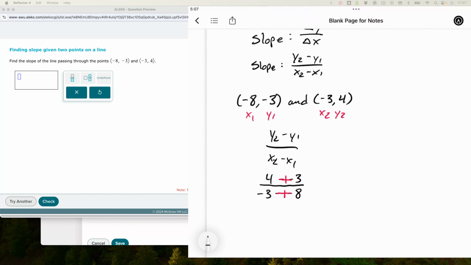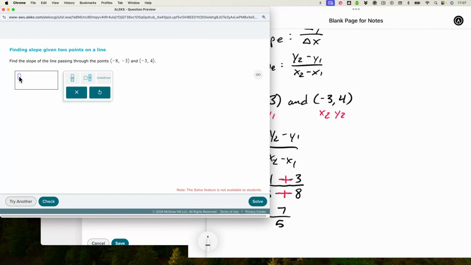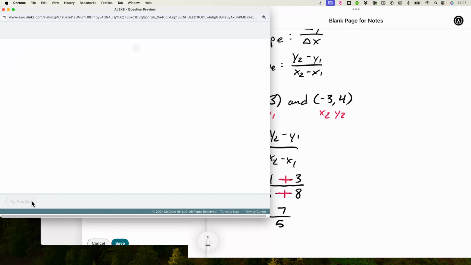We got 4 plus 3 is 7. -3 plus 8 is 5. Our slope here would be 7 over 5. Let's do another.